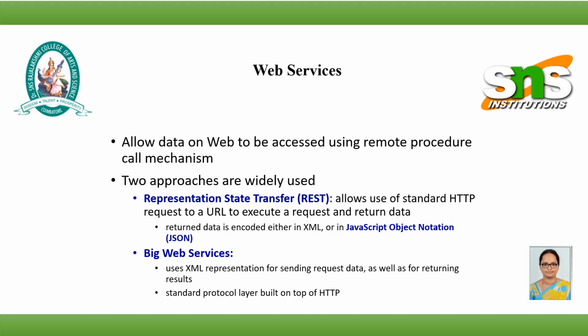Next, web services. They allow data on the web to be accessed using a remote procedure call mechanism. Two approaches are widely used: Representation State Transfer, or REST, and Big Web Services. REST allows the use of standard HTTP requests, so based on the HTTP request, the URL is executed and it returns the data. Big Web Services use an XML representation for sending a request and returning the result, with a protocol layer built on top of HTTP.